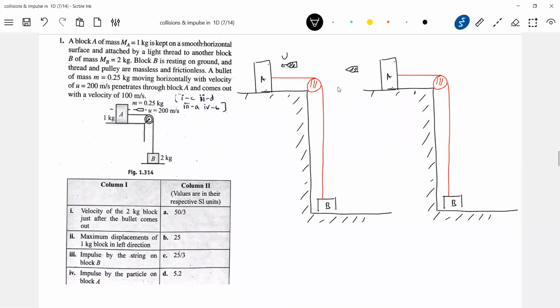So till now, we took all the problems where the bullet was just getting stuck, no? So let the bullet pass through the block A. What about the impulse? Will there be any impulse on the block A? Yesterday I discussed one problem of the block lift, no? So when the bullet is passing through the block A, will there be any force exerted by the block A on the bullet? Yes, it will be.